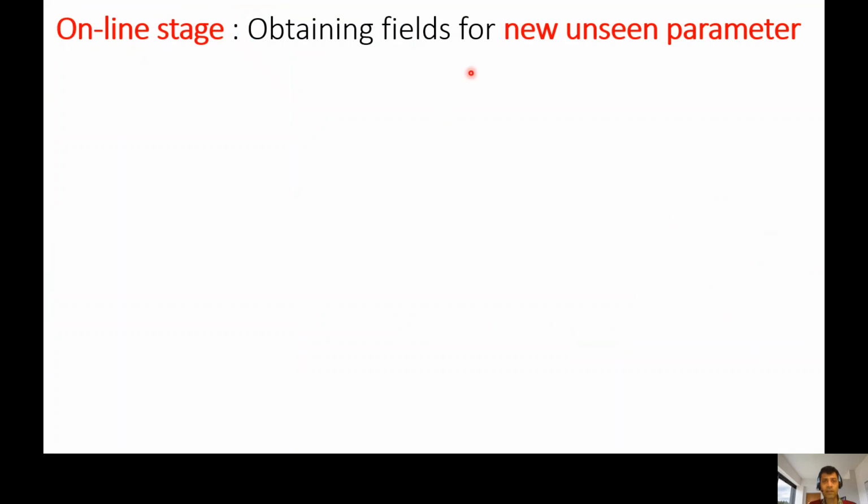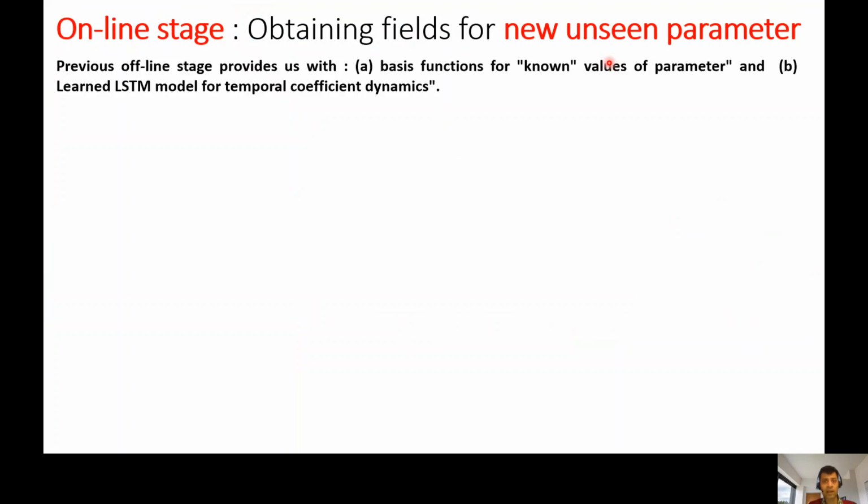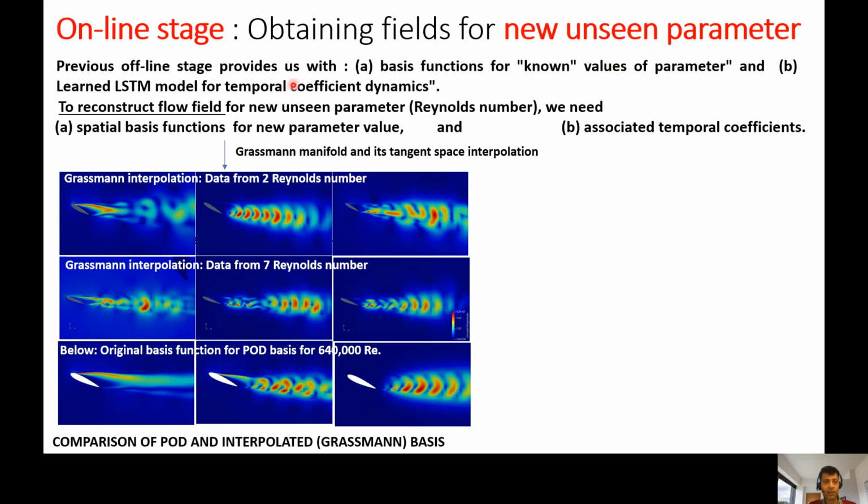Now in the online stage, we obtain fields for a new unseen parameter. To obtain the fields, we need to know the spatial basis functions for the new parameter value, which we obtain using interpolation. This interpolation is based on the Grassmann manifold and its tangent space. So we obtain spatial basis functions for a Reynolds number of 640,000, and this is compared with the POD basis functions generated on the actual data. Here we can see that there are some similarities and also some differences.